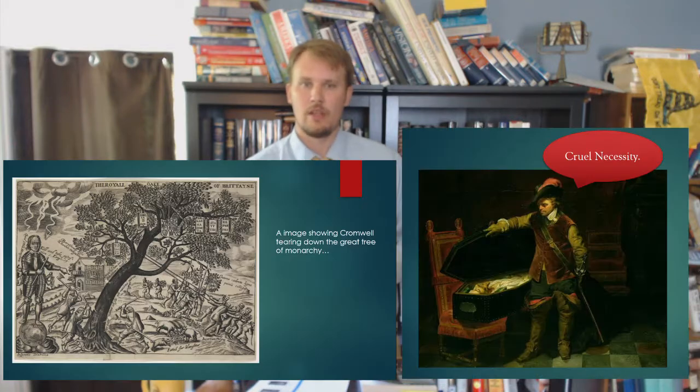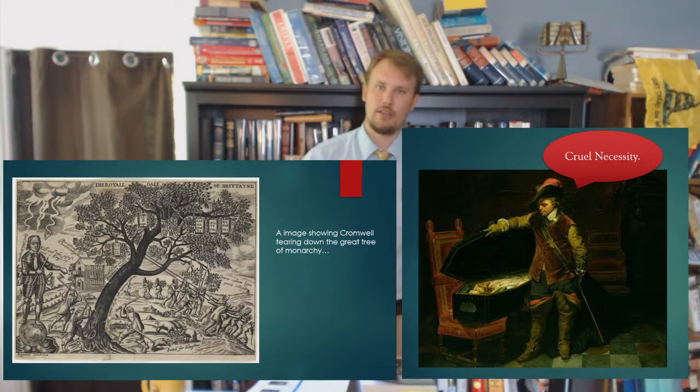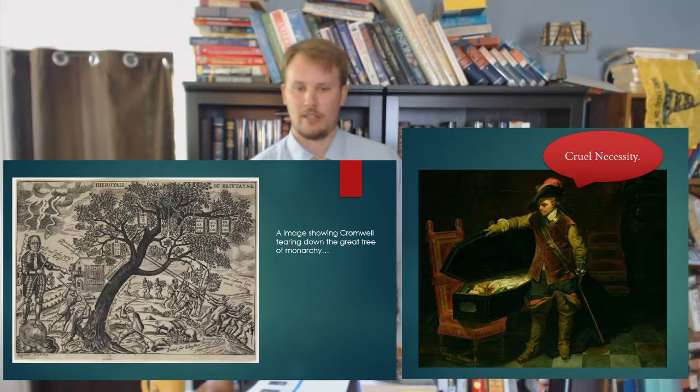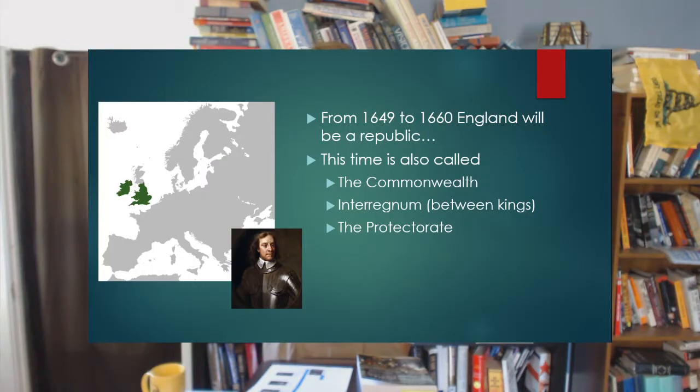He's executed. Supposedly, Cromwell said that this was a cruel necessity. I didn't want to have to execute the king, but I did. From 1649 to 1660, England is going to be a republic. This era has different names. Some people call it the Commonwealth. Some people call it the Interregnum, which is just Latin for between kings. Some people call it the Protectorate.